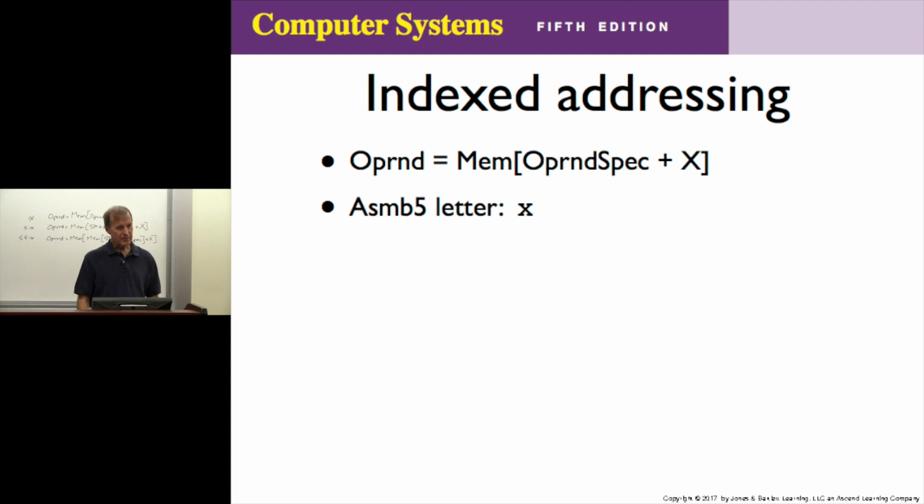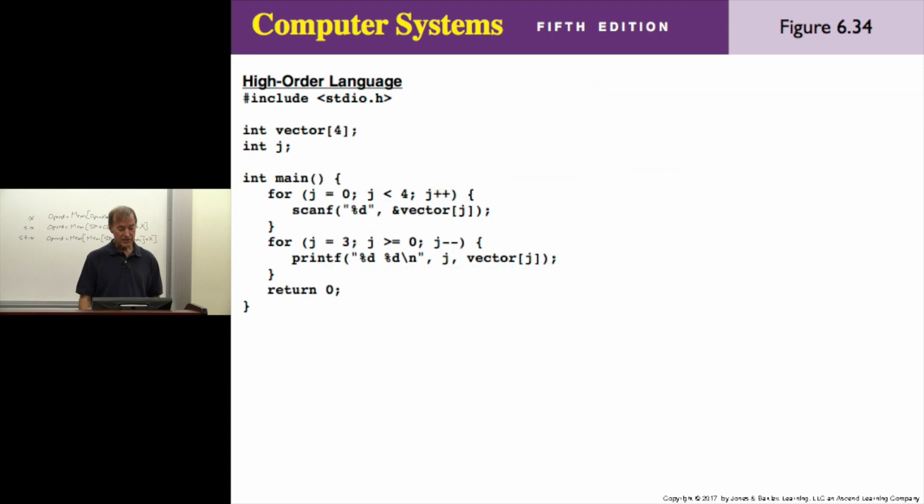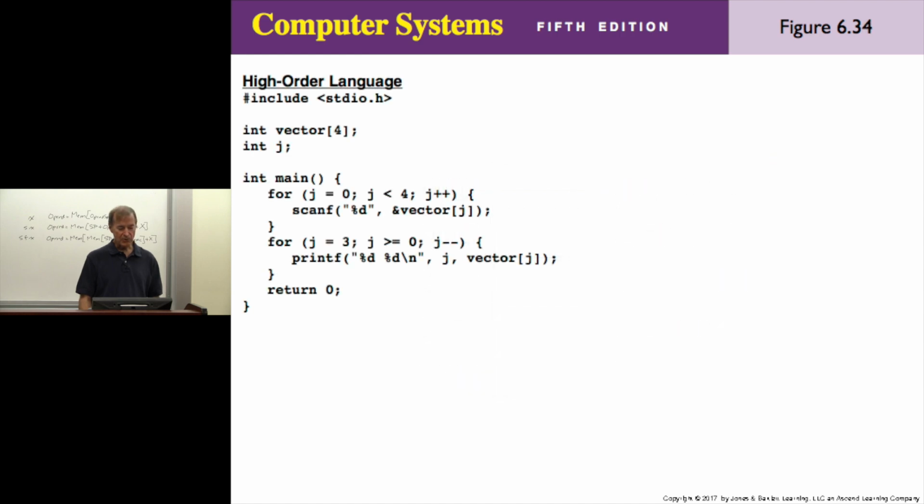We had a program that used indexed addressing where the array was a global array. Do you remember that? That was for global variables. Here was the recipe for global arrays, and we did a little translation of a program that did global arrays. Here was the memory model in figure 6.35. You notice that the array vector is at a fixed location in memory, and J is at a fixed location in memory, so it's not on the runtime stack. Then we translated a program that did that.